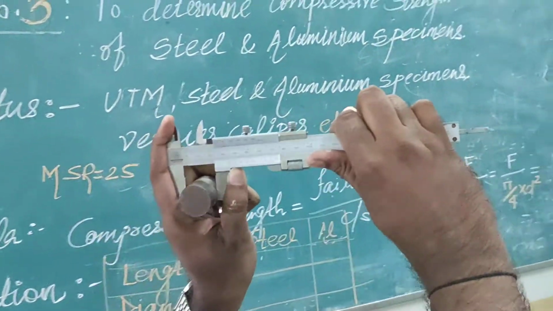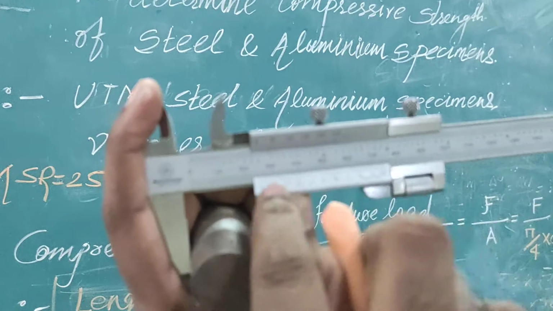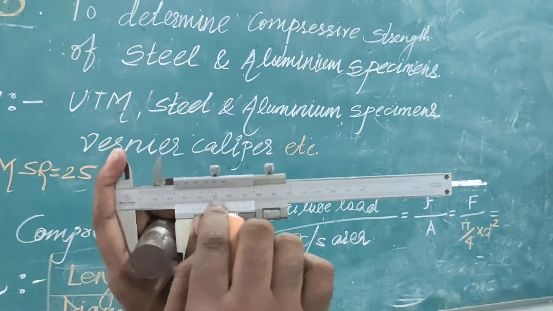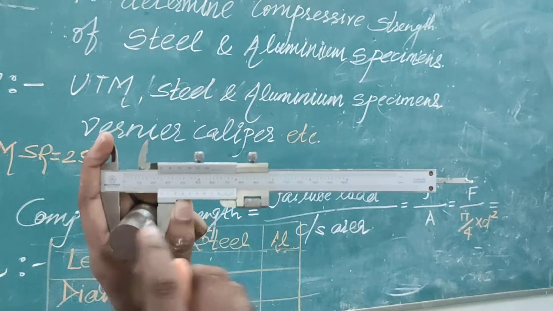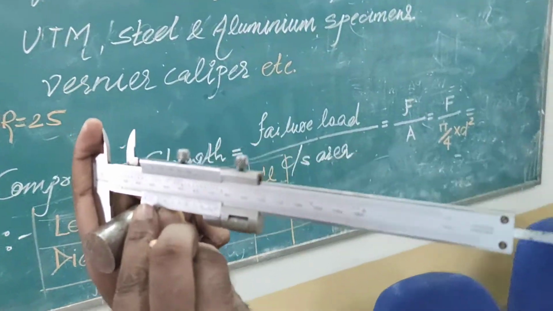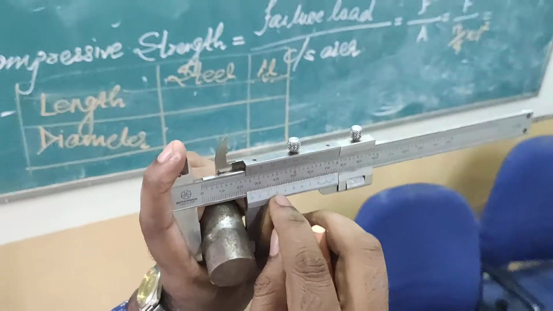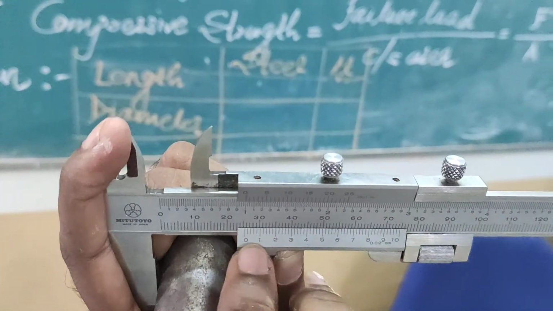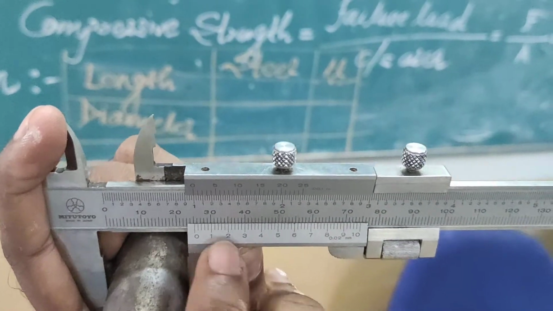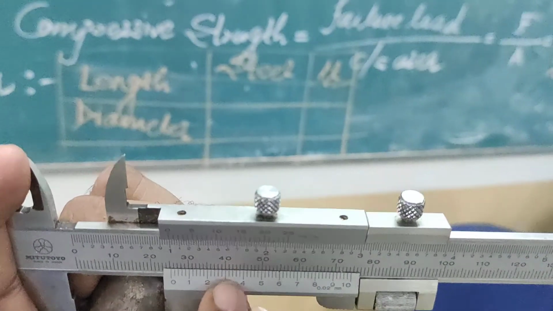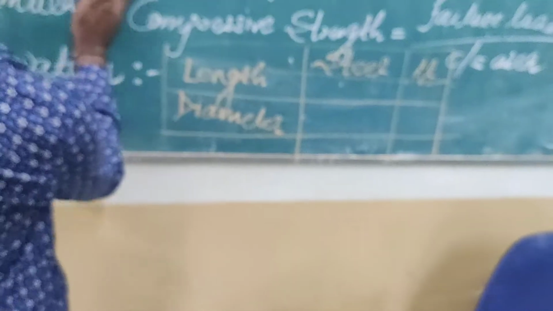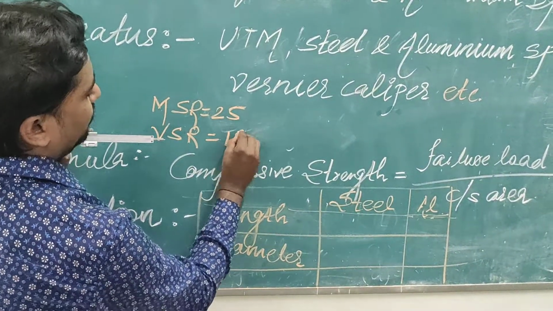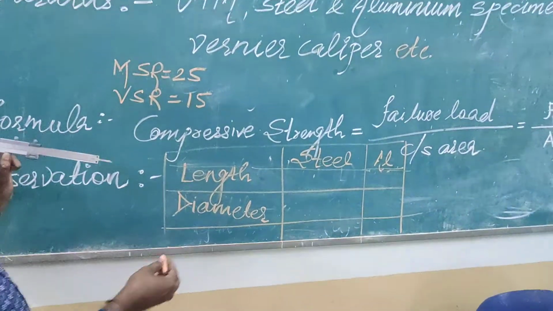Then for the vernier scale reading, you have to take the one division which exactly coincides with the main scale. Exactly coinciding is this third one. So the division number is 15. From 0 to 1 there are 5 divisions, 5, 10 and 15. So 15 is the vernier scale reading. Now the final dimension.